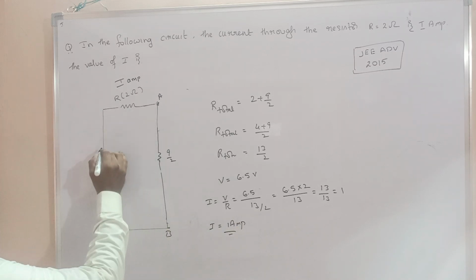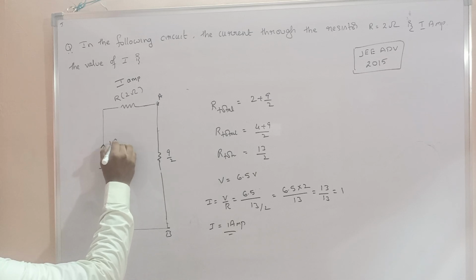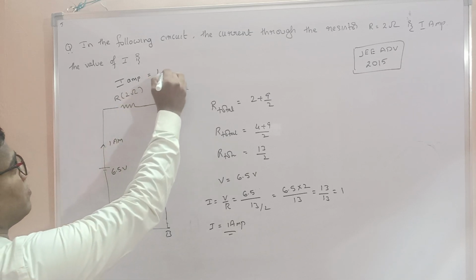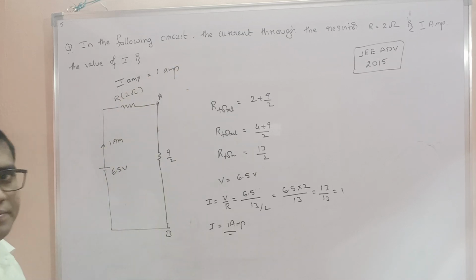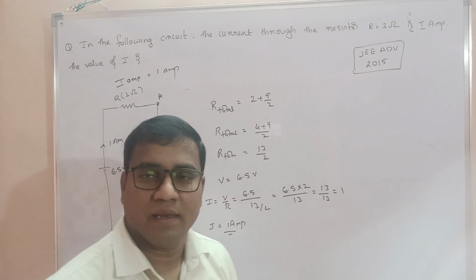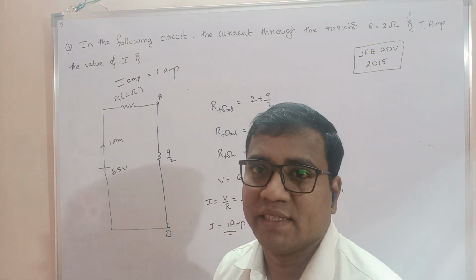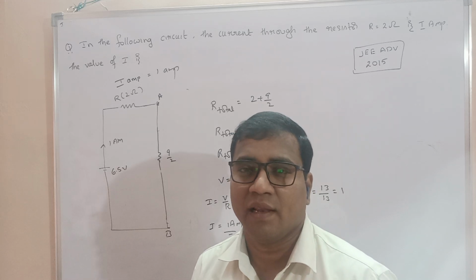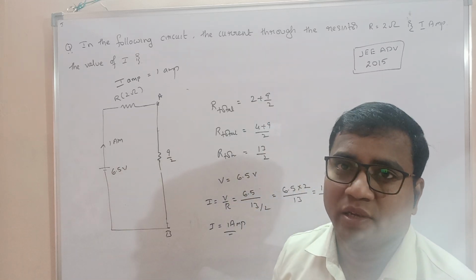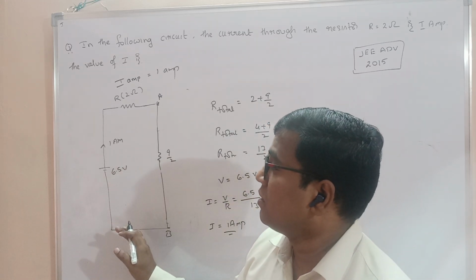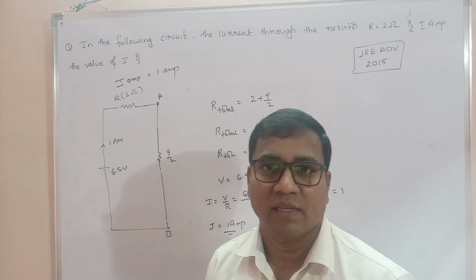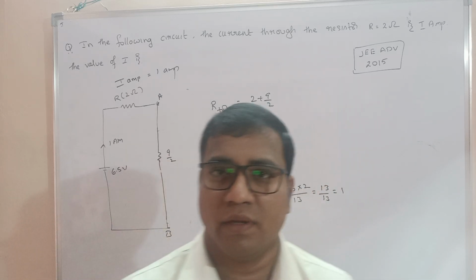So how much current has to flow here? I is equal to 1 ampere. Clear? Again, by small formulas like resistors in series and resistors in parallel, we are able to find out the value of I in the given circuit. I hope you understood. Thank you.